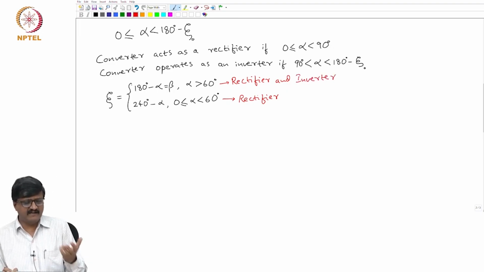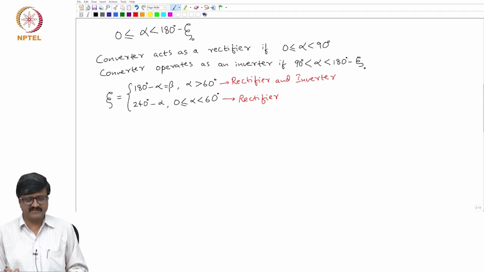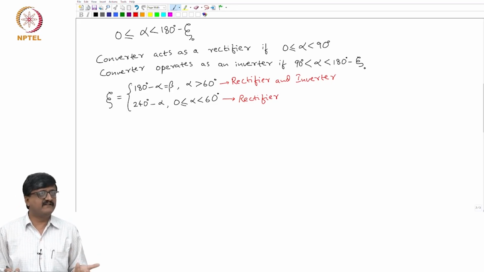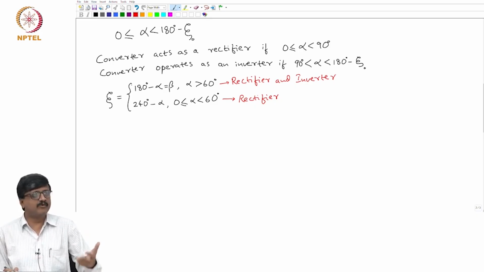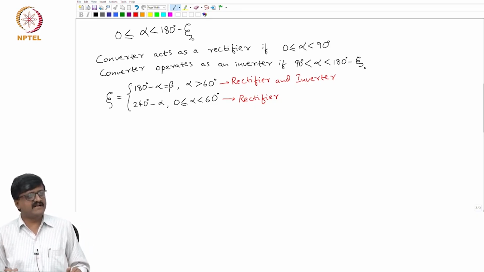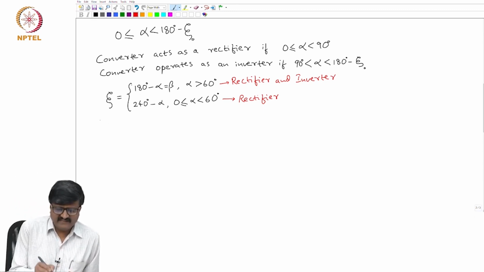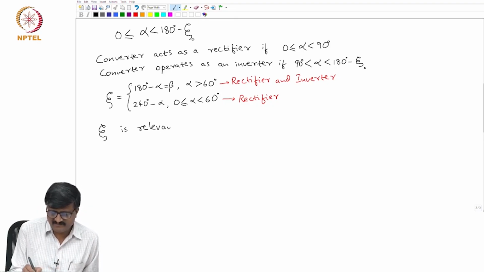Now, when does this value of psi, the commutation margin angle, matter? When alpha is less than 90 or greater than 90? It is in fact greater than 90, especially when it is going close to 180 degrees. So that means the commutation margin angle matters for inverter operation. So psi is relevant for inverter operation.